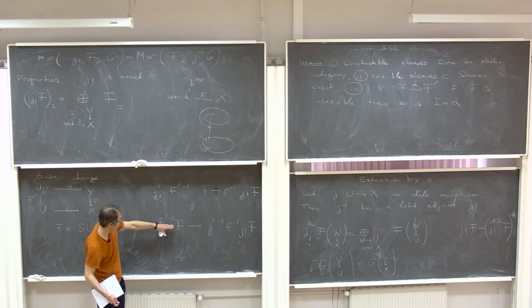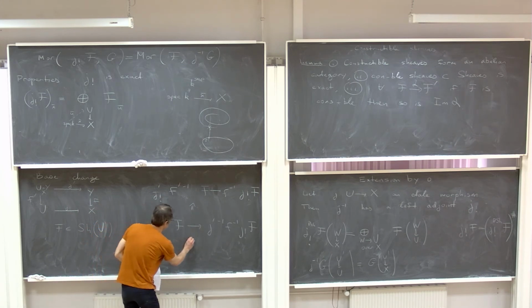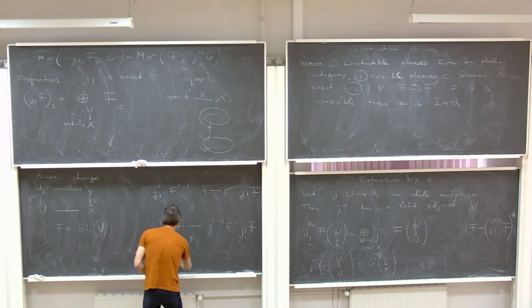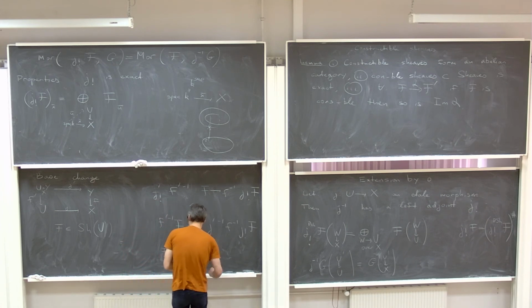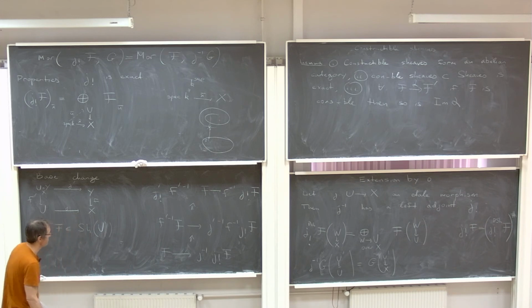So first by adjunction, it suffices to construct this map. And in order to construct this map, I use the following. So there is a map from here, this to J inverse of J lower chic of F. Okay?